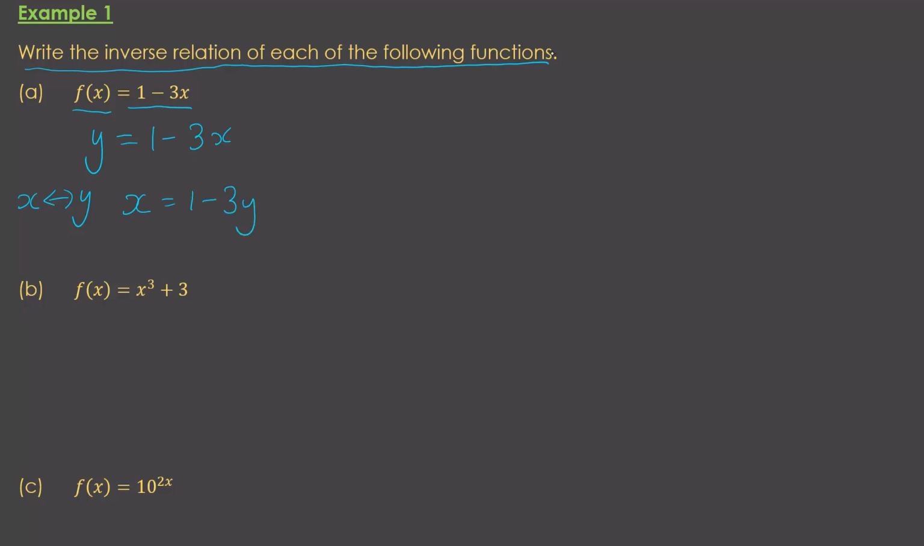I want to rearrange that to make y the subject of the formula. So I can rewrite that as 3y equals 1 minus x, and then divide by 3 to get y is equal to 1 minus x over 3. Then replace the y with f minus 1, so the inverse function of x is 1 minus x over 3.